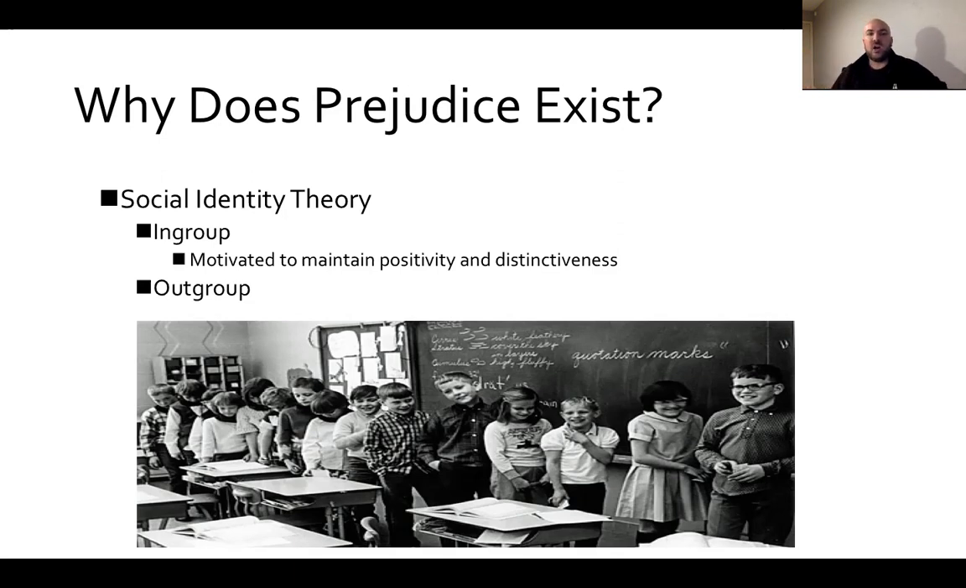Social identity theory argues that as soon as you have an us and a them, as soon as you put people in a situation where they realize that there's two groups, they'll identify with one group, and the group that they identify with, their in group, they will automatically think is better. It's called in group favoritism.